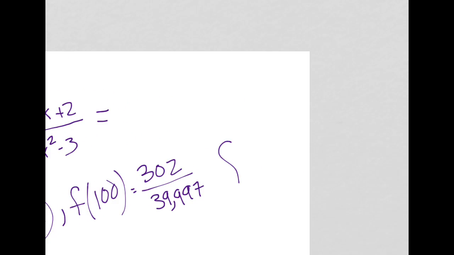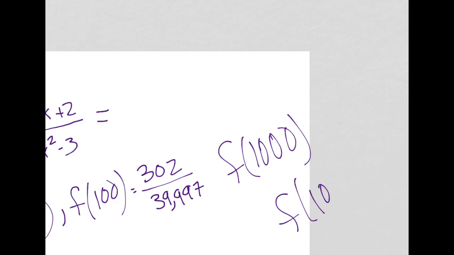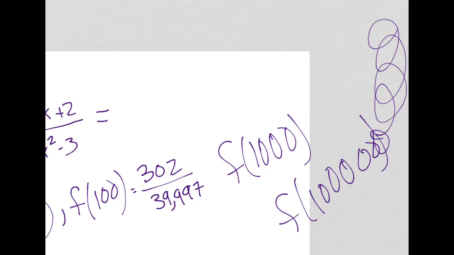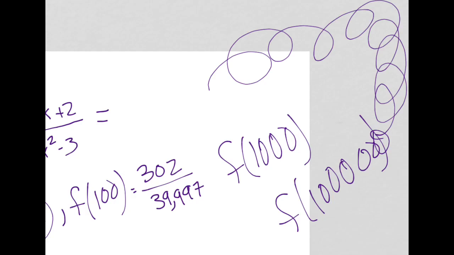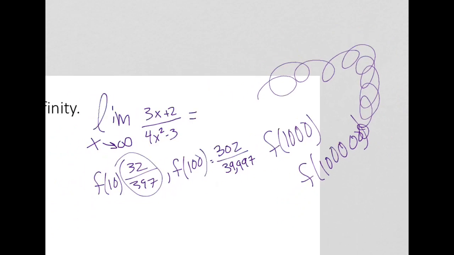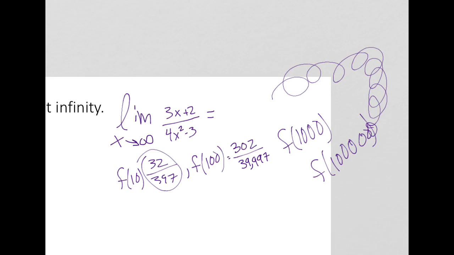And if we were to keep doing this and find f of 1,000 or f of 100,000 or a million or whatever you want to do, add as many zeros and then keep adding them because you won't ever get to infinity. But that fraction is going to continue to get smaller and smaller and smaller. And so this limit is 0. If the degree of your denominator is greater than the degree of your numerator, the limit will approach 0.